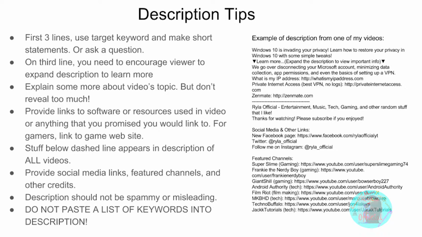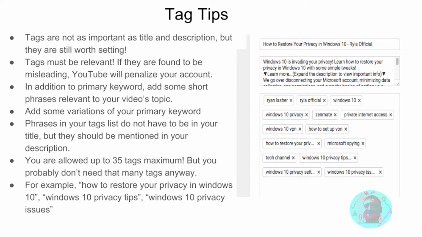After setting the title and description, it is time to set the tags. The tags are not as important as they used to be compared to the title and description, but it's still worth setting them. The tags must be relevant. If you put misleading tags, YouTube can penalize you. And try to put short phrases related to your video in addition to your primary keyword. You can also have variations of your primary keyword too.